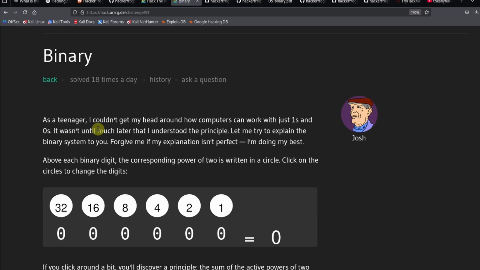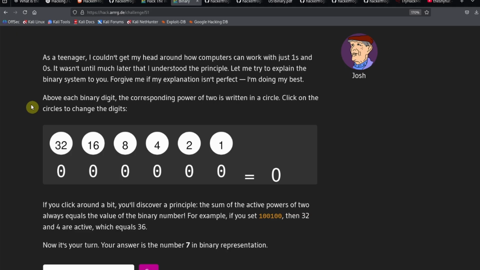So it says, as a teenager, I couldn't get my head around how computers can work with just ones and zeros. It wasn't until much later that I understood the principle. Let me try to explain the binary system to you. Forgive me if my explanation isn't perfect. I'm doing my best. So it says above each binary digit, the corresponding power of 2 is written in a circle. Click on the circles to change the digits.